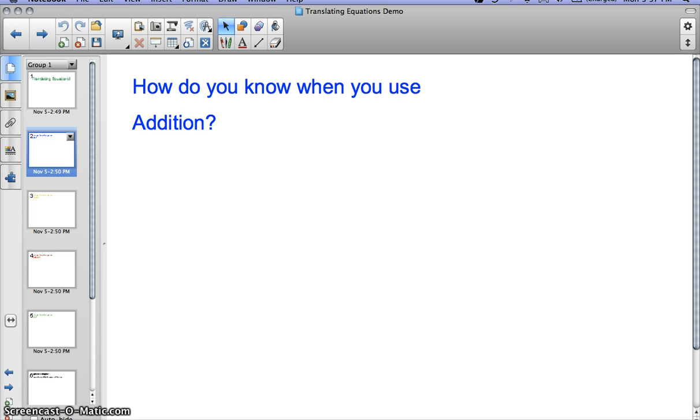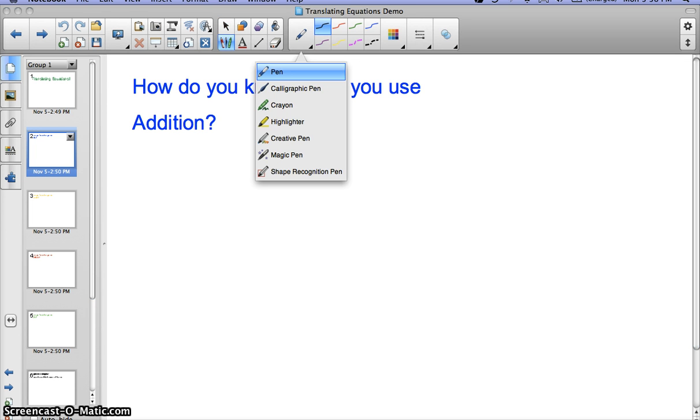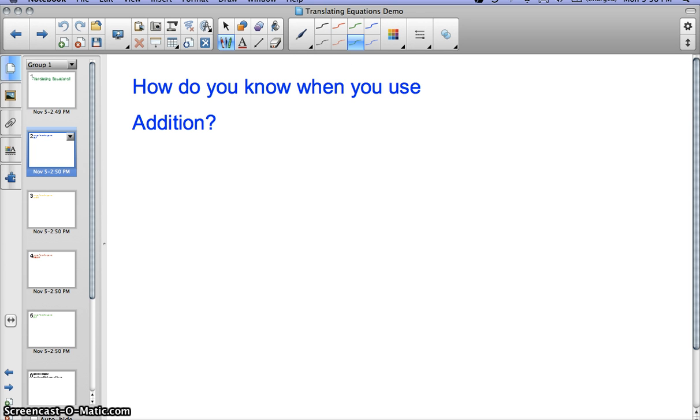So how do you know when you're using addition? Well, there's certain key words that we look for. First key word we look for, obviously, is add. Pretty simple, right? Everybody knows add. Another one we look for is sum, because we know sum is the answer to an addition problem. Another one would be more. Or we can take it one step further and say more than.